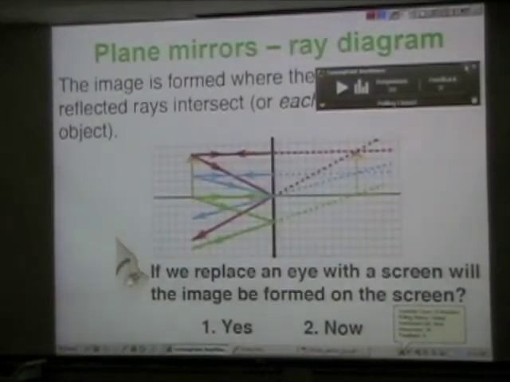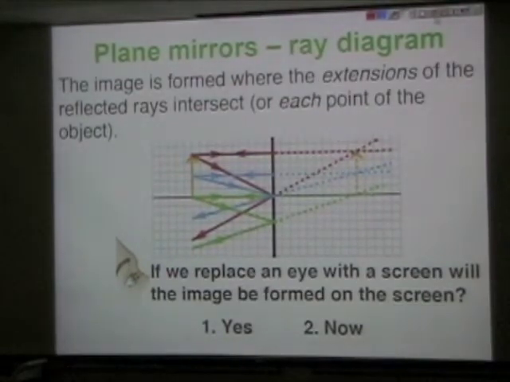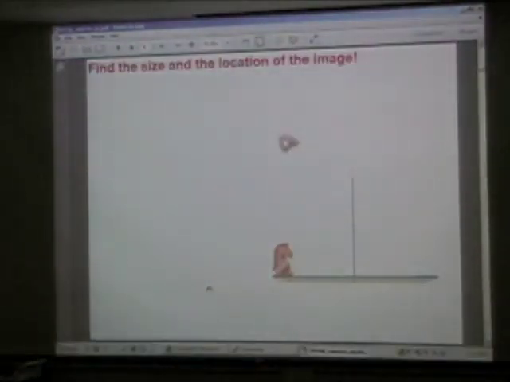Well, what did I do? The first condition for a real image to be formed is that it has to be formed by real light. Now, there is another important condition.